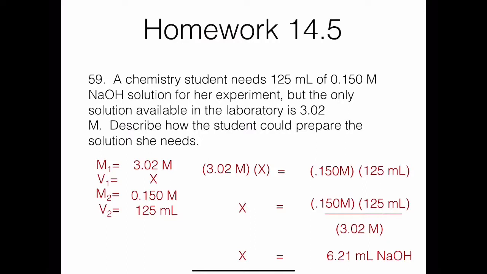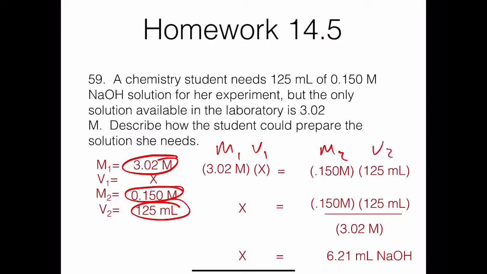For our last homework problem, it is yet another dilution problem. So we've been given an initial molarity, we've been given the desired molarity, and the desired volume. So again, we're looking at M1V1 = M2V2. But in this case, we're asked to describe how the student could prepare the solution. So we know we're working with 6.21 milliliters of NaOH, but what does that process look like? Remember, you're going to start with 6.2.